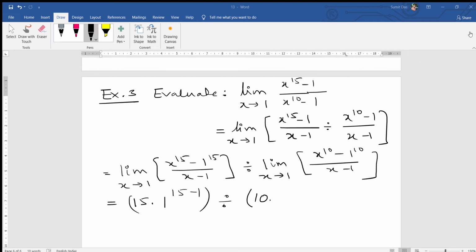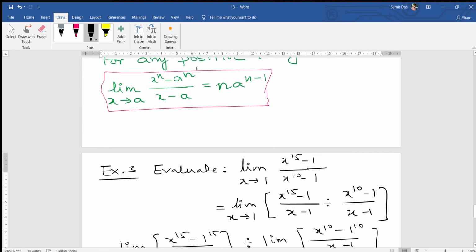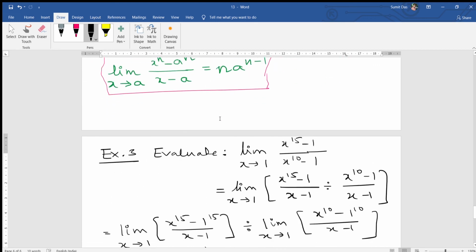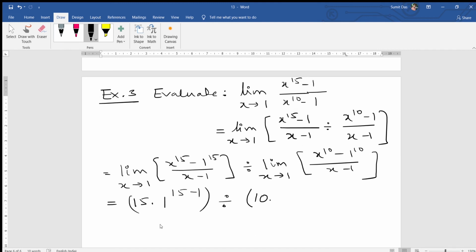Okay, so where I was, I was saying we have to directly use the formula. Here we got x to the power n minus a to the power n divided by x minus a, right? So the formula is n into a to the power n minus 1. Here n is 15, a is 1, and 1 to the power 15 minus 1, and here it will be, sorry, 10. Here n is 10 into a is 1 to the power 10 minus 1.